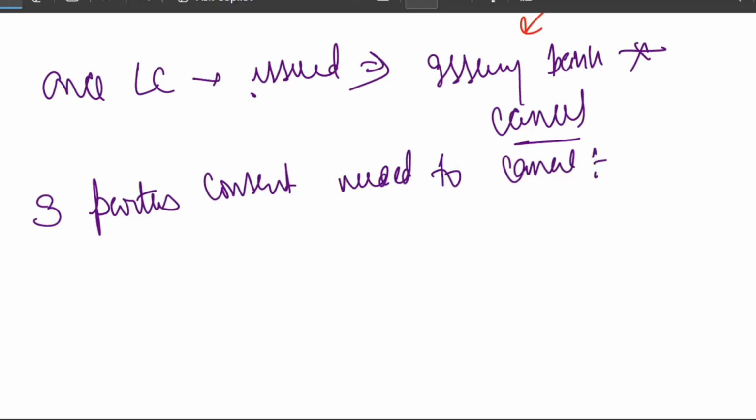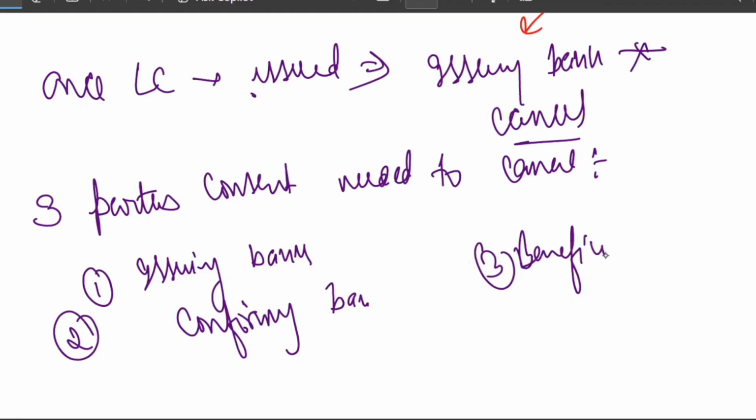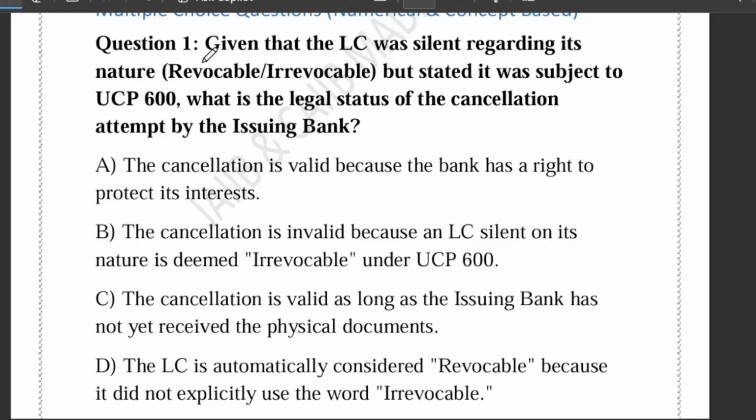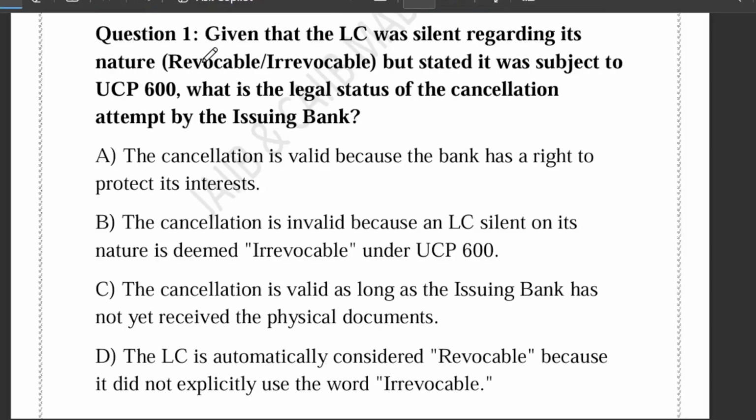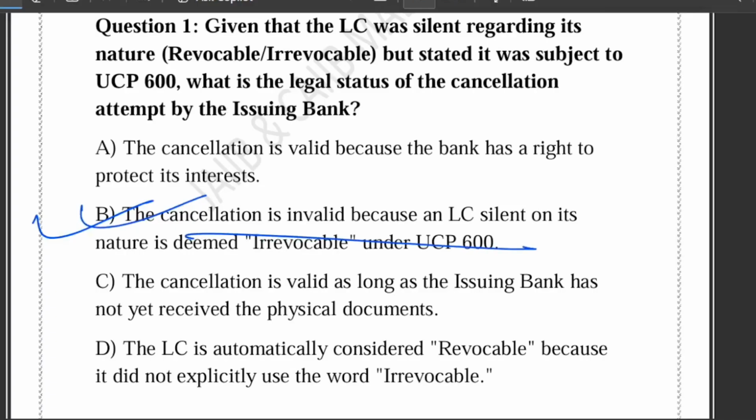Who are the three parties? First is the issuing bank, second is the confirming bank, and third is the beneficiary. So unilateral cancellation by the issuing bank is not allowed. That is the point of irrevocability. Now let's come back to this question. What is the correct answer? Yes, B is the correct answer, because the cancellation is invalid, as an LC silent on its nature is deemed irrevocable. You cannot cancel it unilaterally. You have to take the consent of all three parties. So option B is the correct one.